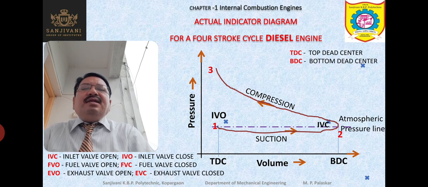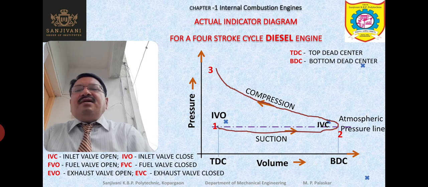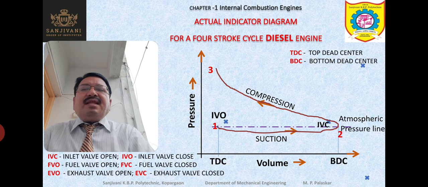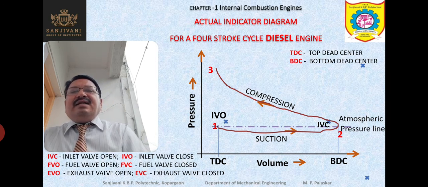From point 2 to point 3, the piston is again moving from BDC to TDC, from bottom dead center to top dead center, and during this motion of the piston, compression of the fresh charge takes place. The inlet valve is closed after some angle from BDC, and then both the valves remain closed. Therefore, the air has no other way than to get compressed inside the engine cylinder.